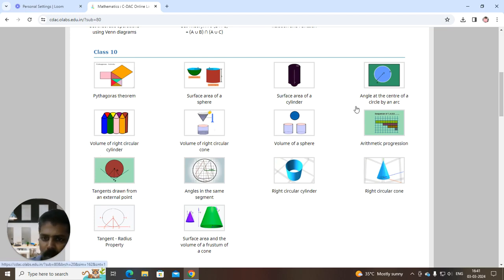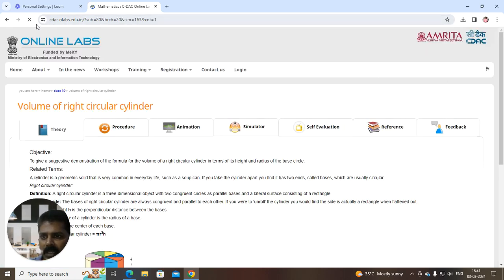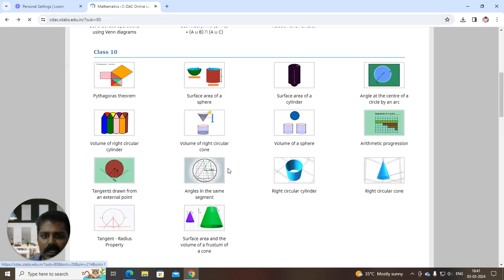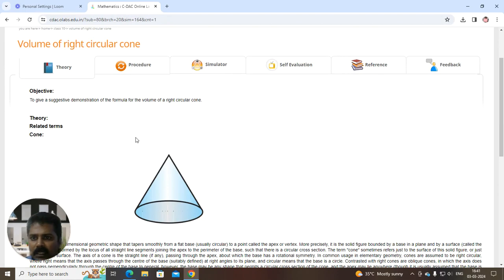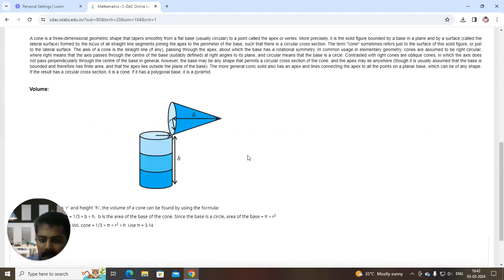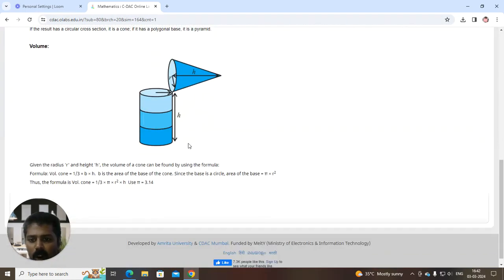So we'll go with the volume of a right circular cylinder. We already did this in your previous class. Now in this class we have cone and sphere. We'll go with the volume of a right circular cone. See, the volume of a cone is 1/3 the volume of the cylinder.